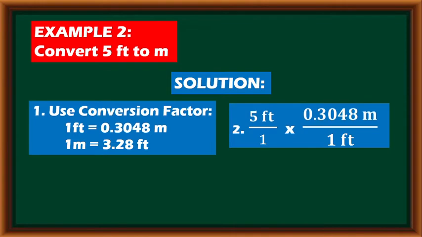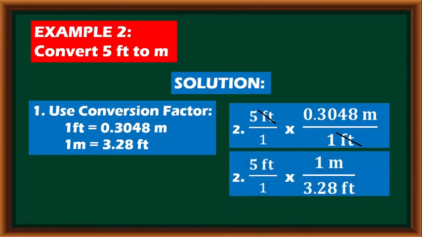So, 5 feet over 1 times 0.3048 meters over 1 foot. So, you cancel out foot and foot. So, ang magiging kalalabasan niyan is 5 times 0.3048 meters. Okay, yung second solution naman, 5 feet over 1 times 1 meter over 3.28 feet. Okay, so magiging 5 over 3.28.